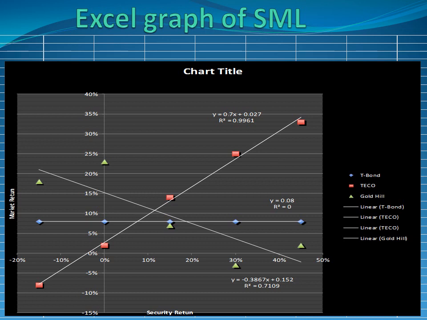We'll start off with TICO's equation, which is y equals 0.7x plus 0.027, and r squared is 0.9961, making r equal to 0.99. The T-bond, on the other hand, has the equation of y equals 0.08, and r squared is equal to 0, which makes r 0. Gold Hill has an equation of y equals negative 0.3867x plus 0.152, and r squared is equal to 0.7109, making r 0.8431.